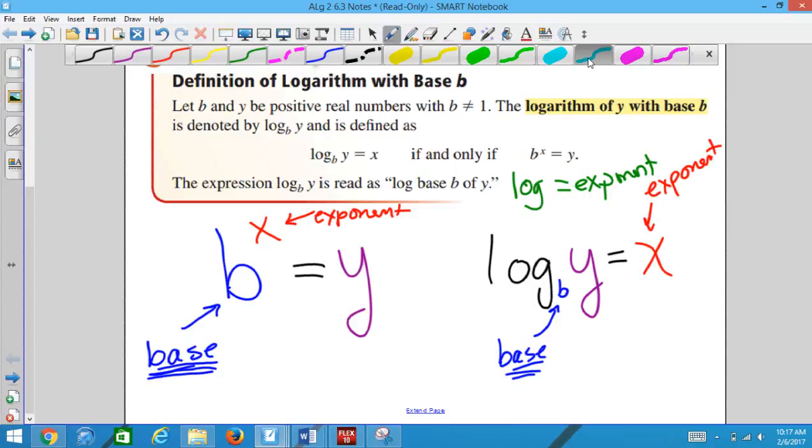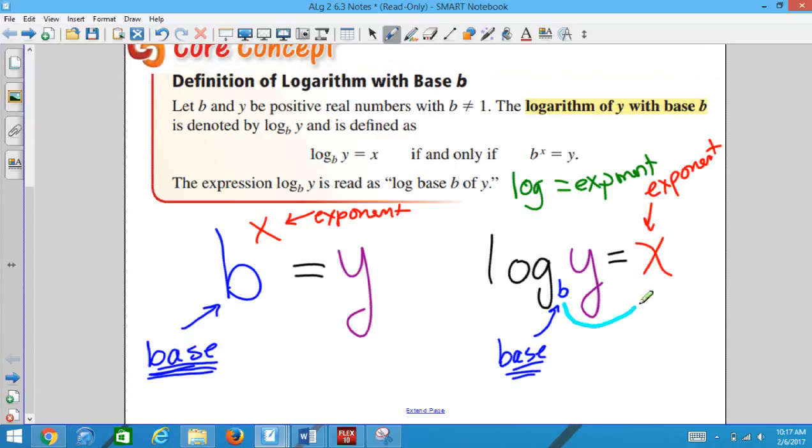You always start with the base. Then you go to x, and then you go over to y. This is b to the x equals y. So I can do the swirly method on this side too. Start with log base b of y equals x. It's the same direction. It's counterclockwise. The swirly method goes the same direction for both. B to the x equals y, or log base b of y equals x.